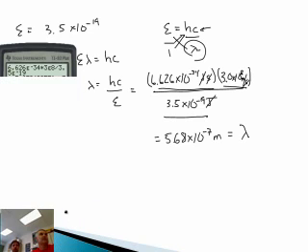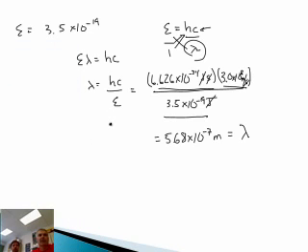all right, what equation am I going to use? It's nu lambda equals C. C equals lambda nu. So C is equal to lambda times this funny nu. So if I want to solve for nu, nu would be equal to C divided by lambda.